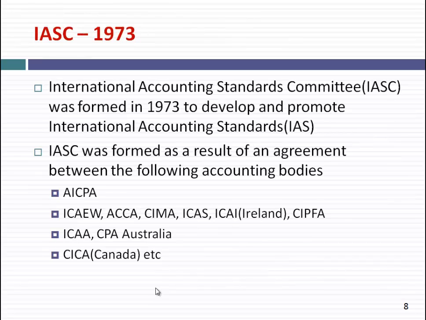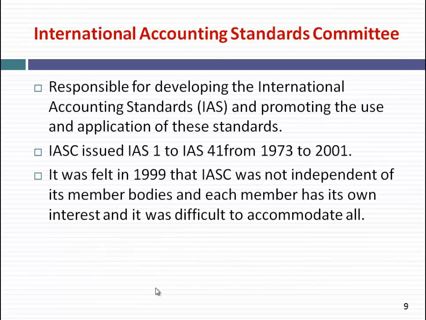But a major step in bringing convergence in accounting standards was taken when the International Accounting Standards Committee was formed in 1973. IASC was formed to develop and promote international accounting standards. It was formed as a result of an agreement between accounting bodies in developed countries like Australia, Canada, France, Germany, Japan, Mexico, Netherlands, UK, and US. IASC was responsible for developing the international accounting standards and promoting their use and application. It issued 41 accounting standards from 1973 till 2001.